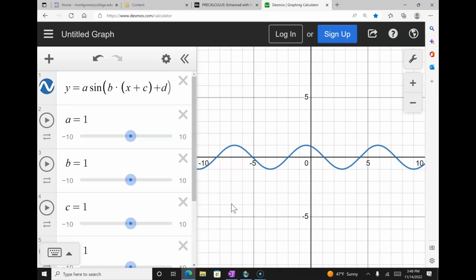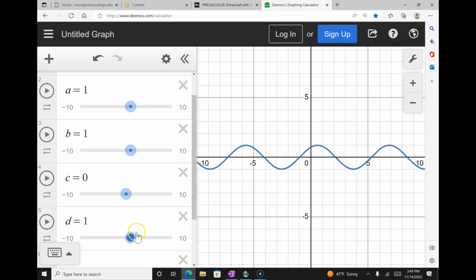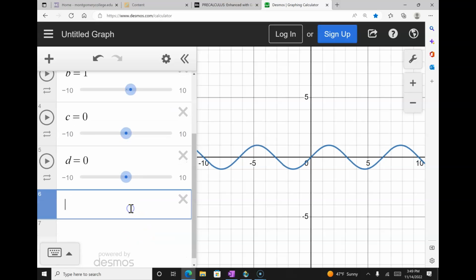Horizontal shift. Left and right, yep. I want to set A as 1, B at 1, C at 0, D at 0. And I want to graph the mother function y equals sine of x.